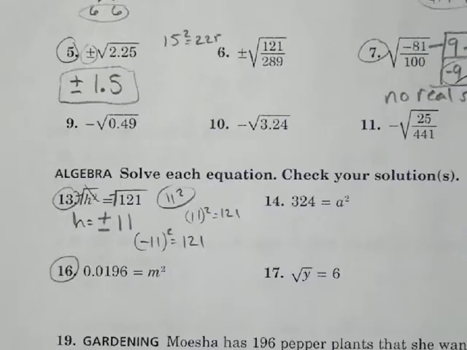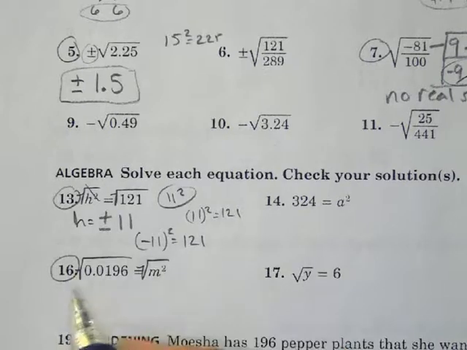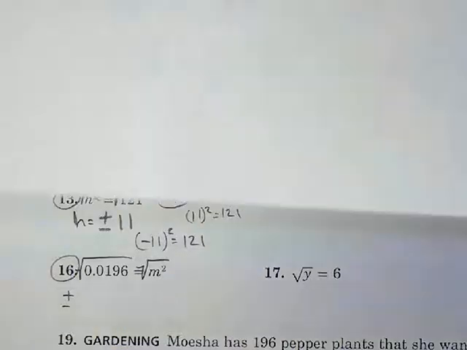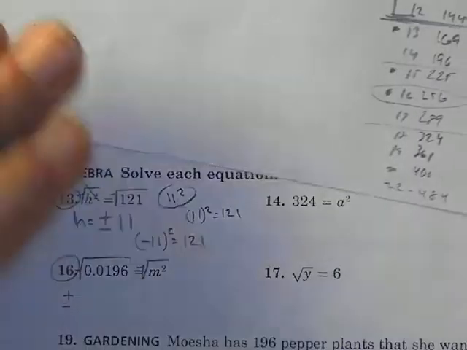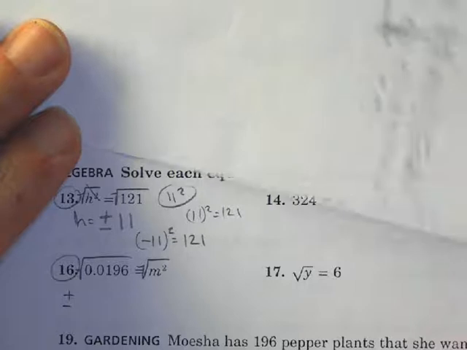And our last one today, we have 0.0196 equals m squared. Again, I'm going to take the square root of both sides, and so I'm going to end up with a plus or minus value of this funny thing, 0.0196. When I look back at my chart, one of the things I notice is that on the square value of 14 squared, I have 196.